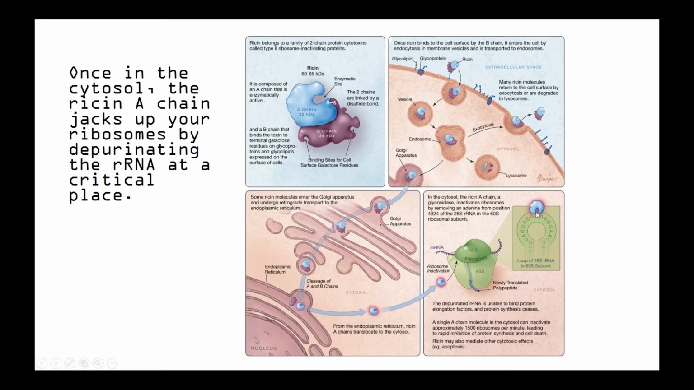Once in the cytosol, the ricin A chain can really jack up your ribosomes. It does this through a process called depurination that will take place at the ribosomal RNA component of the ribosome, so acting at the RNA. And here, what it's doing is basically destroying the purine nucleotides at critical places. This completely ruins the ribosome's function, which we know the ribosomes are necessary to make proteins. So if we don't have any proteins, we've got bad biscuits.